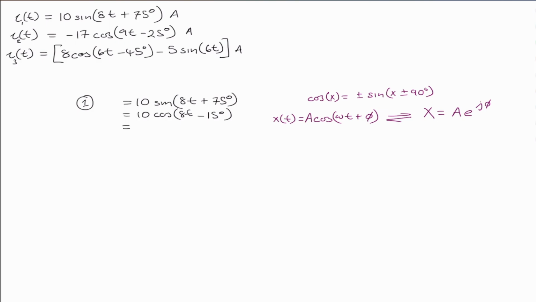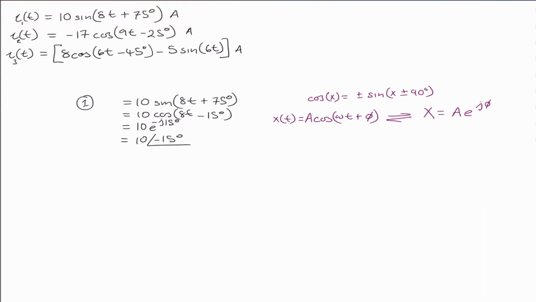So by using that identity, we can then go ahead and write this. We keep our magnitude, or the amplitude, which is 10, and write that as the complex exponential. The angle is negative, so that would be negative j times 15 degrees. We can use our shorthand notation to write that as a magnitude of 10 and an angle of negative 15 degrees. And that's for our signal 1.